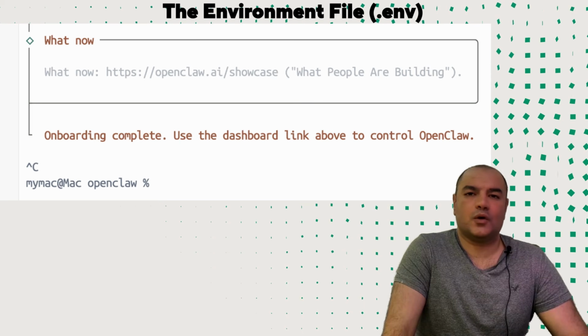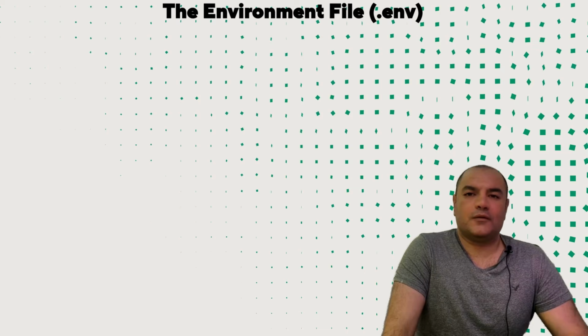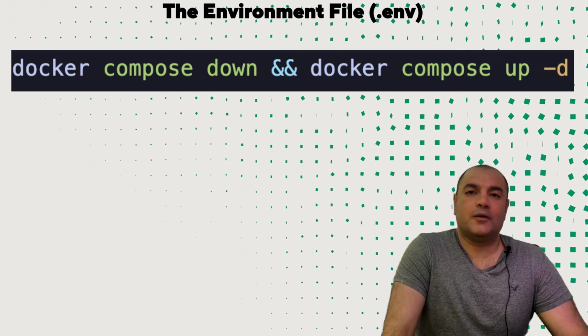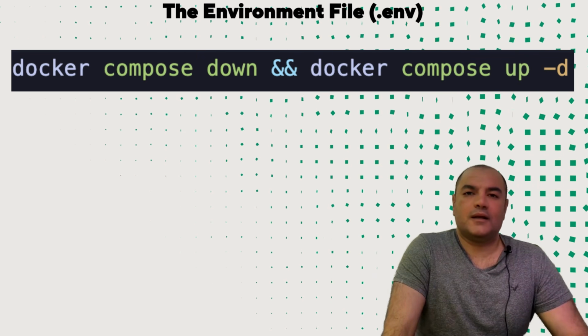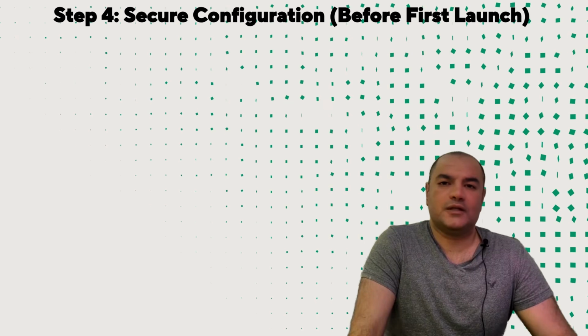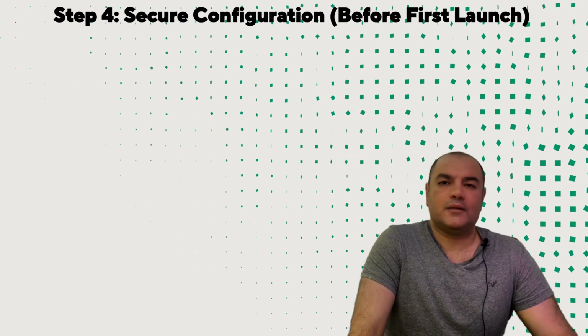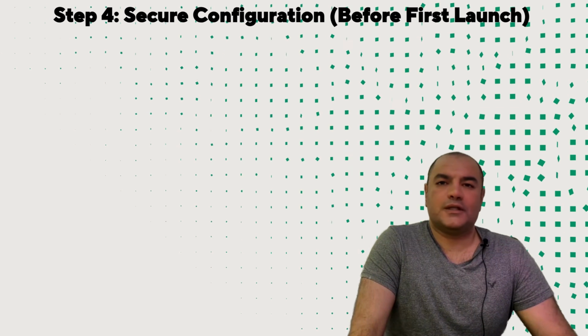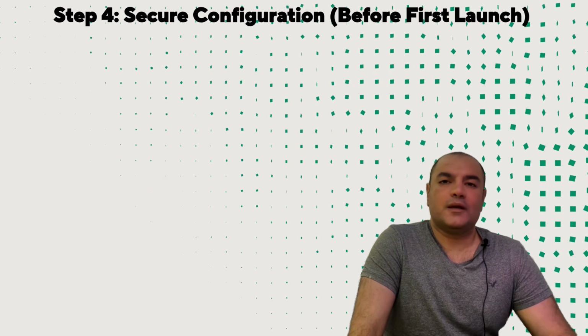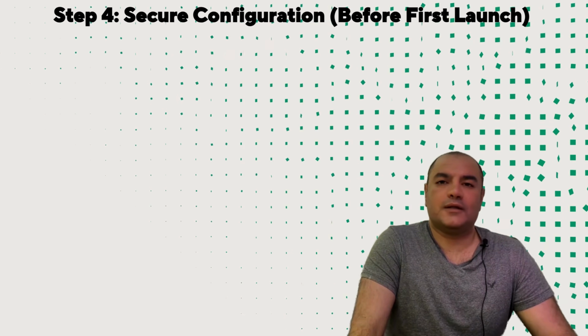Finally, to ensure all those new settings take effect, we need to restart the stack. Run this command inside the terminal: docker-compose down and docker-compose up -d. The setup script creates a working configuration, but for a local fortress, we need secure configuration. We are going to edit 2 files to lock this down completely.